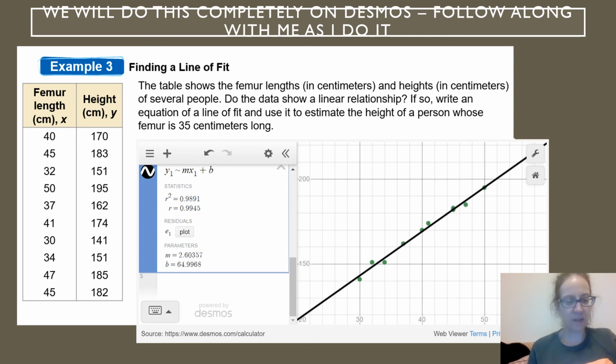And nobody can yell out in the middle of the video if I type something in wrong. Okay. So there we have our table in there. And you can probably deduce that there is a relationship here, but it's not going to be perfectly linear.